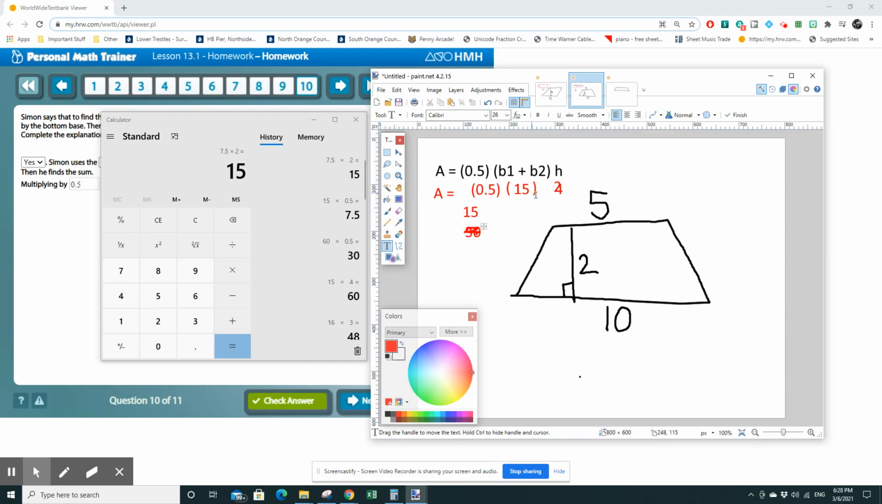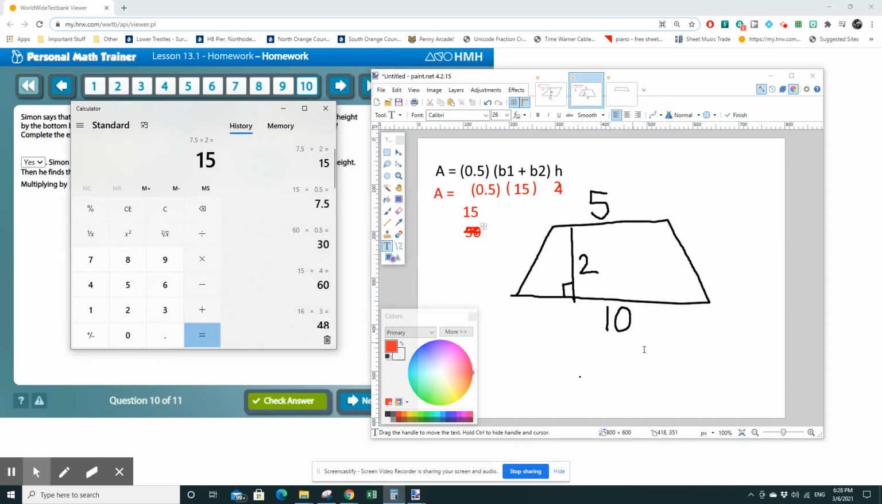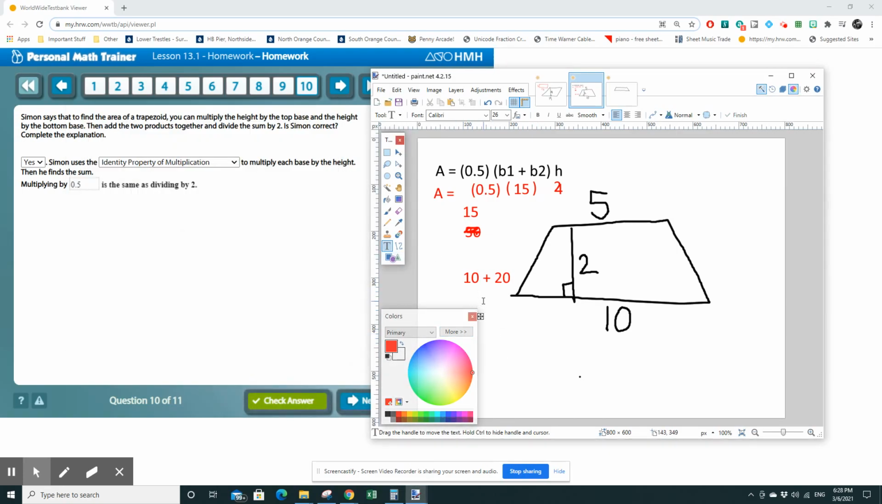So he's saying I should multiply 5 times 2 and 10 times 2 and then add it up and divide by 2. So 5 times 2, I would get 10. And then 10 times 2 is 20. And he wants me to add those up, which is, if I add those up, I get 30.